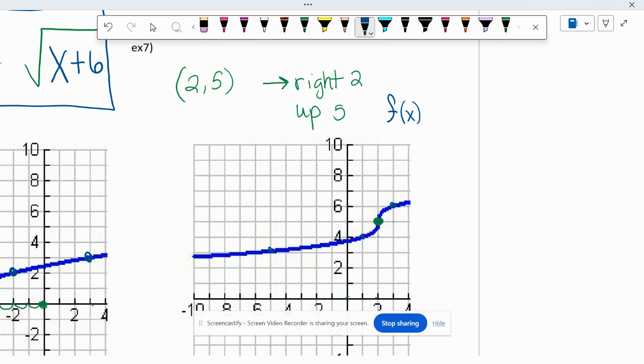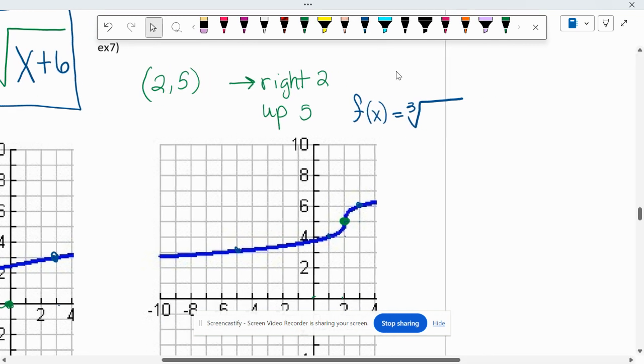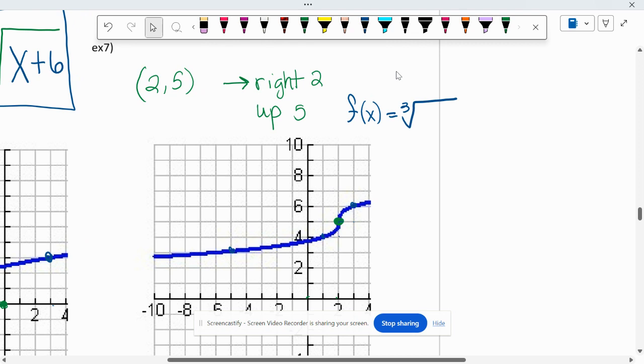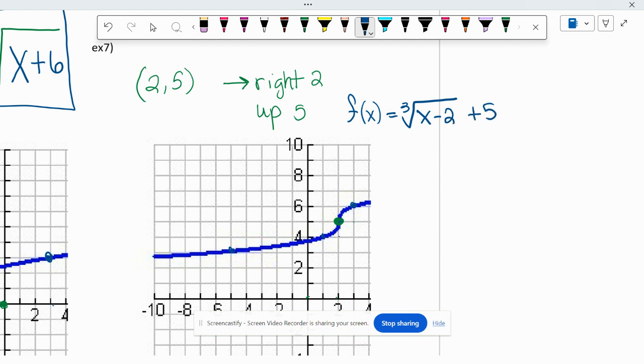How do I write this function to show that I'm moving to the right 2? It's a cubic function, to the right 2 and up 5. What am I putting? If I'm moving to the right 2, that's happening inside the function. How do I show that I'm moving to the right 2? It's the opposite. X minus 2. Good job. And then plus 5 on the outside. Good job. Okay. So this is our H and K value.